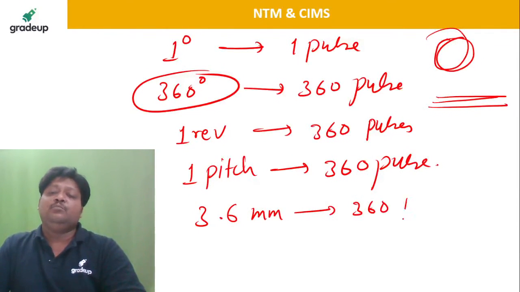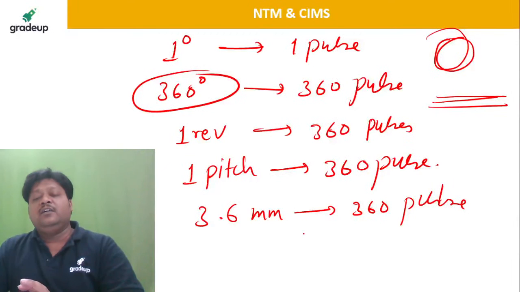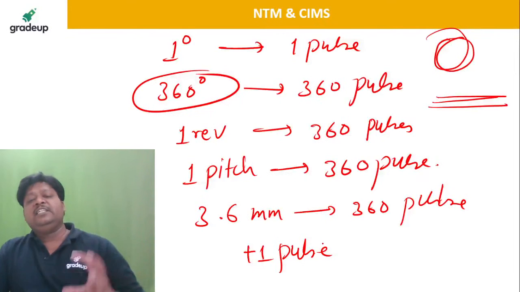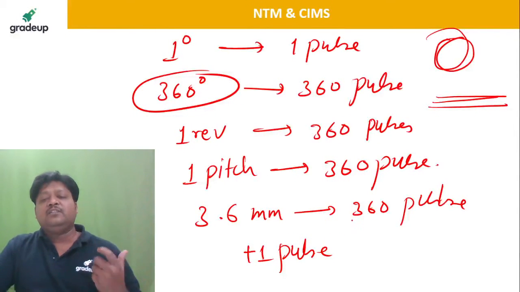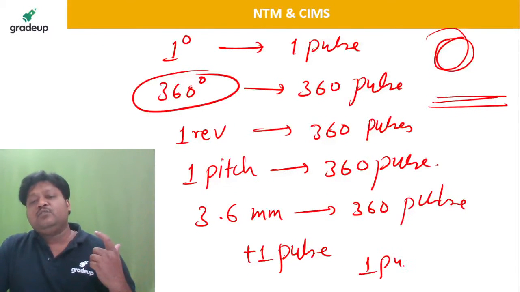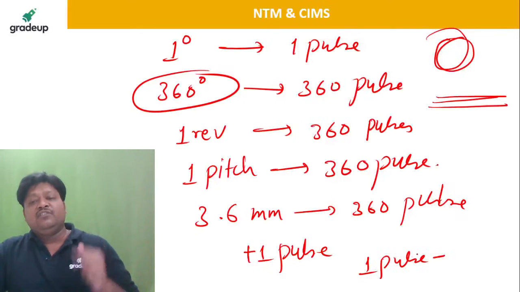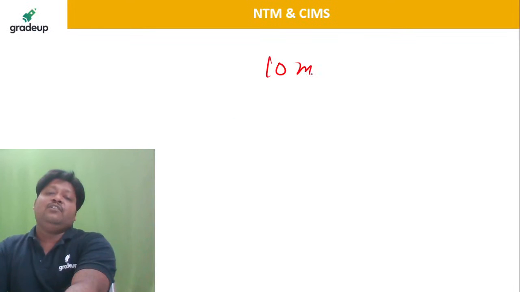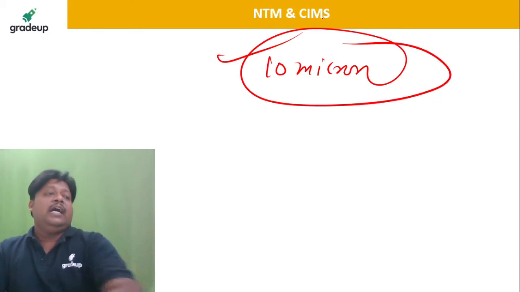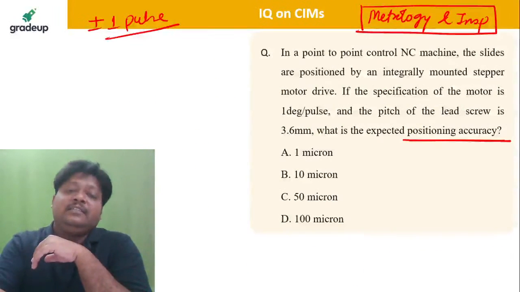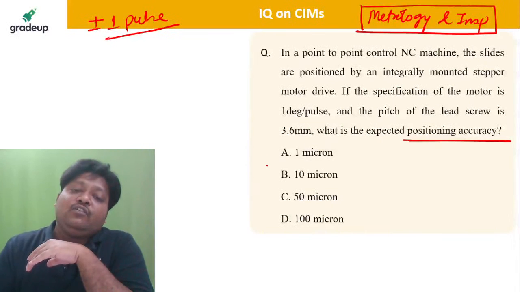It is 360 pulses. And you know, dear students, the accuracy or the positional resolution is nothing but plus or minus 1 pulse. You know very well, either with excessive energy it is positive, or with loss of energy it is a negative pulse. So tell me what is the value of 1 pulse here. 1 pulse is equal to 3.6 divided by 360, which is 0.010 millimeter, which is 10 microns. I hope this is also clear. So what is the answer here? B again, B, Bombay, 10 microns.